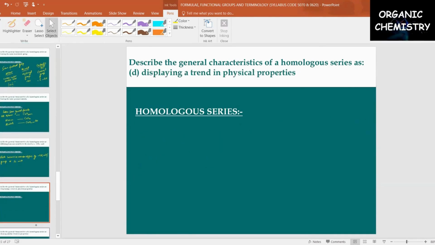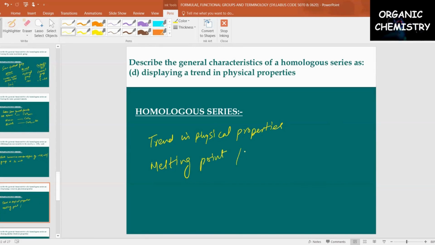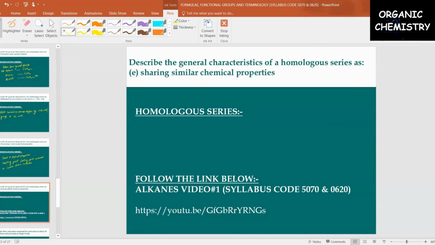Now there's a trend in physical properties. Trend in physical properties means if any property is increasing, it will increase showing a regular trend. For example, melting point and boiling point increase as the carbon chain increases. So this is the trend. Now all the family members have the same chemical properties.